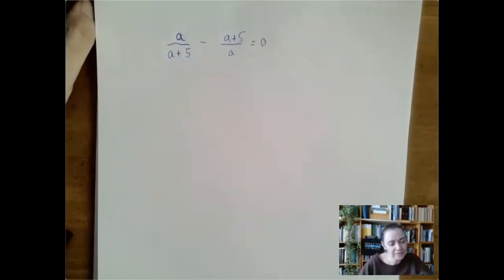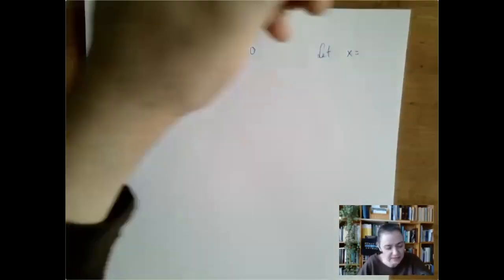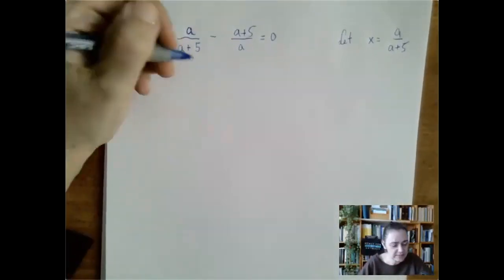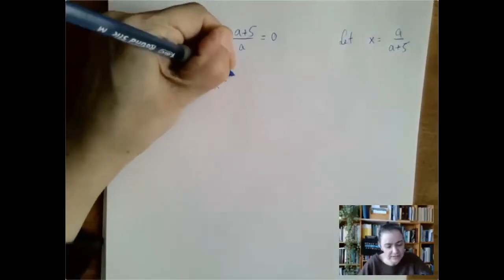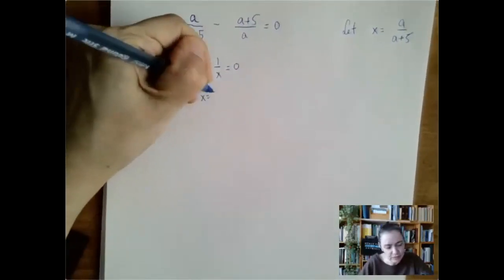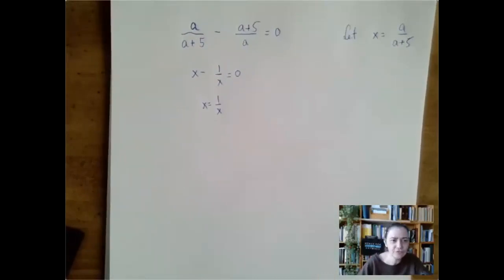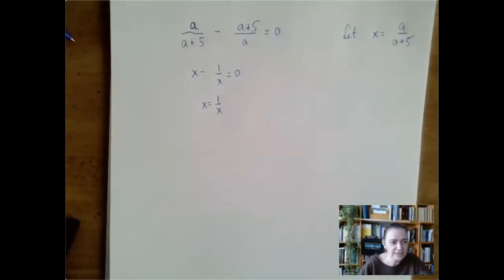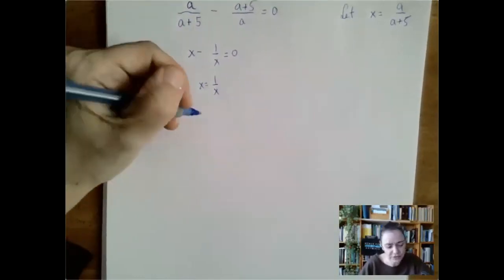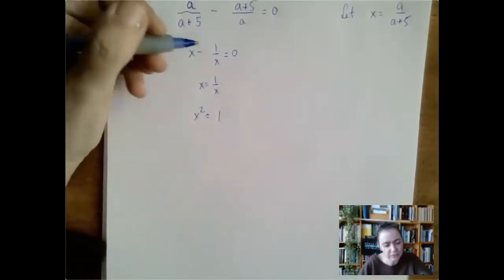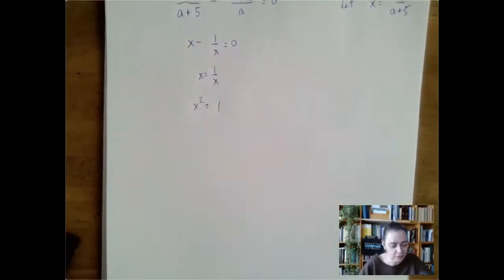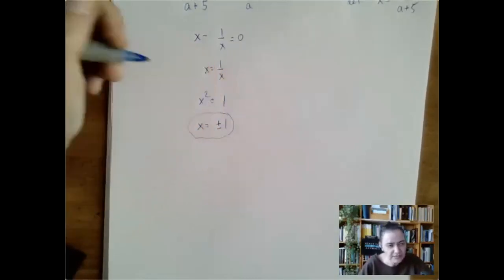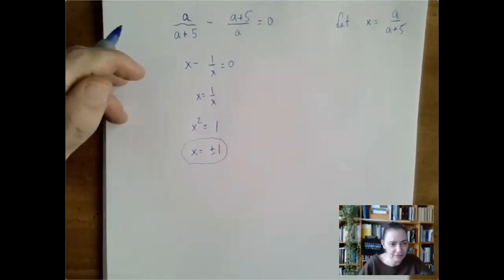So if we say, let x be a over a plus 5, then this equation becomes x minus 1 over x equals 0. Or better yet, x equals 1 over x. If you take a number and you subtract its reciprocal and you get 0, that means a number is the same as its own reciprocal. And there are just two numbers that do that. If you multiply both sides by x, we get x squared equals 1, which means x is 1 or negative 1. We shouldn't start celebrating because we're halfway through, right?